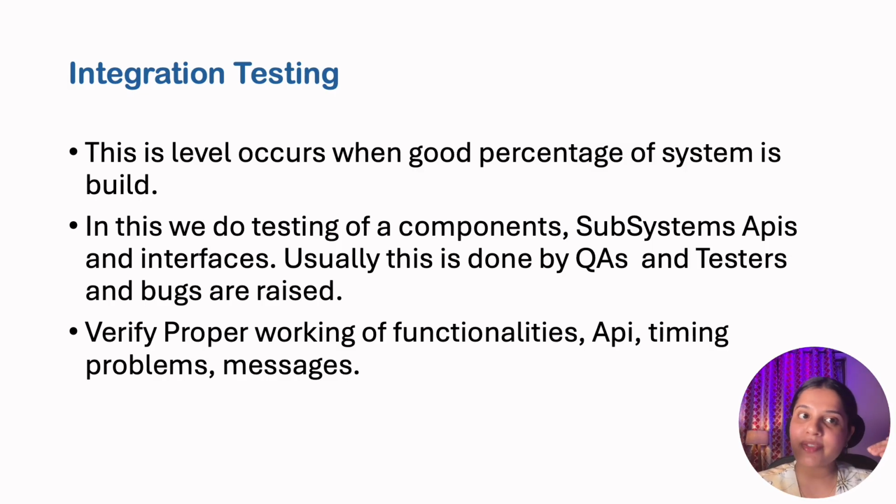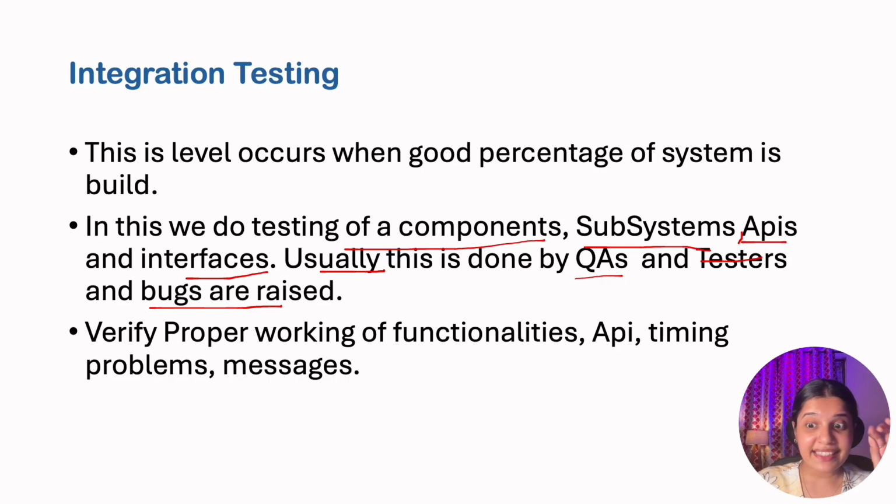At that point of time, integration testing is done. In this, we do testing of a component or subsystem. Maybe the complete system is not ready, but at least one end-to-end flow is working, right? Subsystems. You can also say APIs and interfaces, right? Usually, this is done by QAs and testers, and bugs are raised. In unit testing, bugs were not raised. Unit testing was done by the developer. Integration testing is done by software testers or QAs, right?